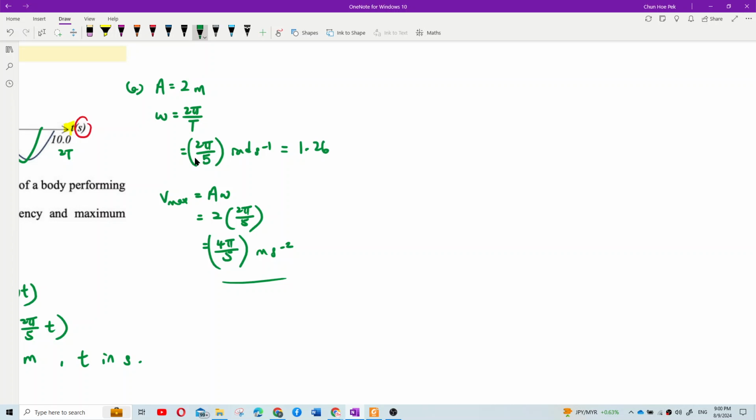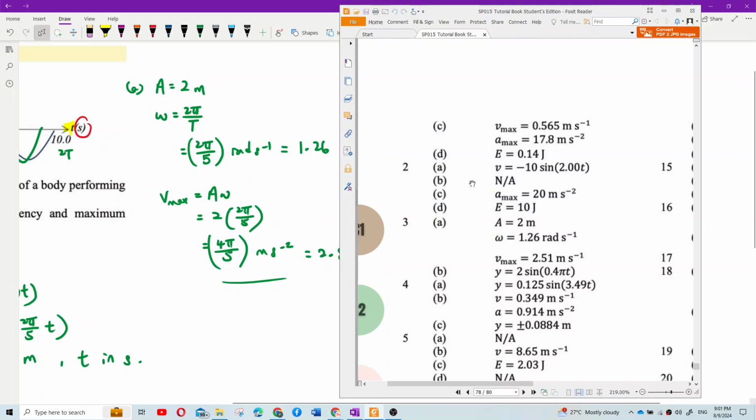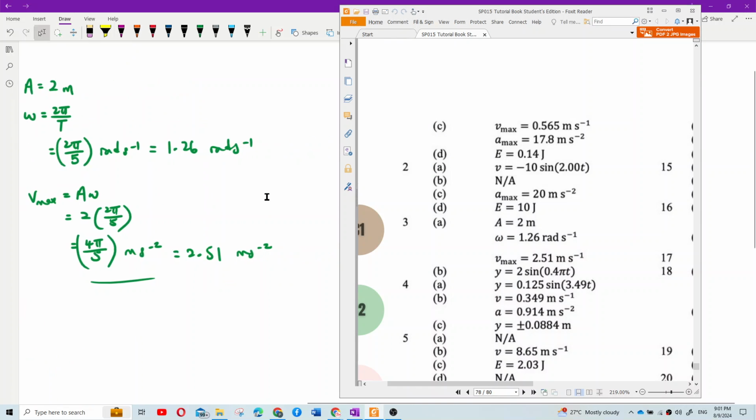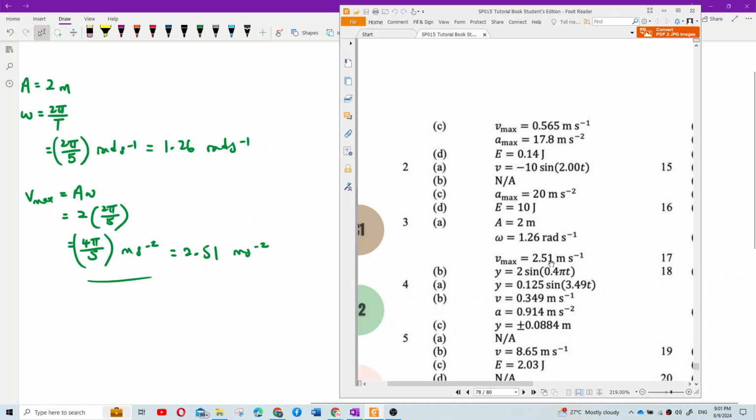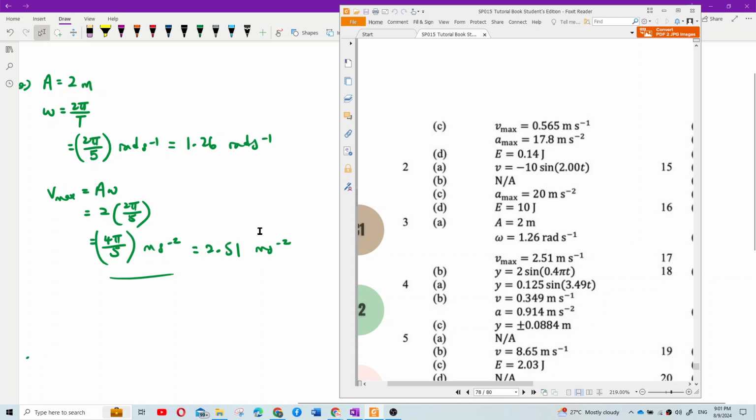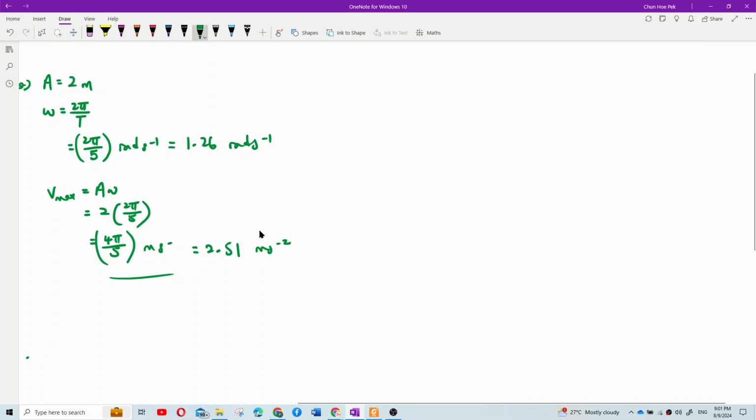So 1.26 radian per second. And then this one is 4 pi divided by 5. So I get what? 2.51 meter per second square. Okay? So, betul tak? Betul. You see? 1.26 radian per second, 2.51 meter per second. Oh, this is V maximum. Sorry. Salah unit. Ini meter per second. It's not acceleration. Dia velocity saja, bukan acceleration.